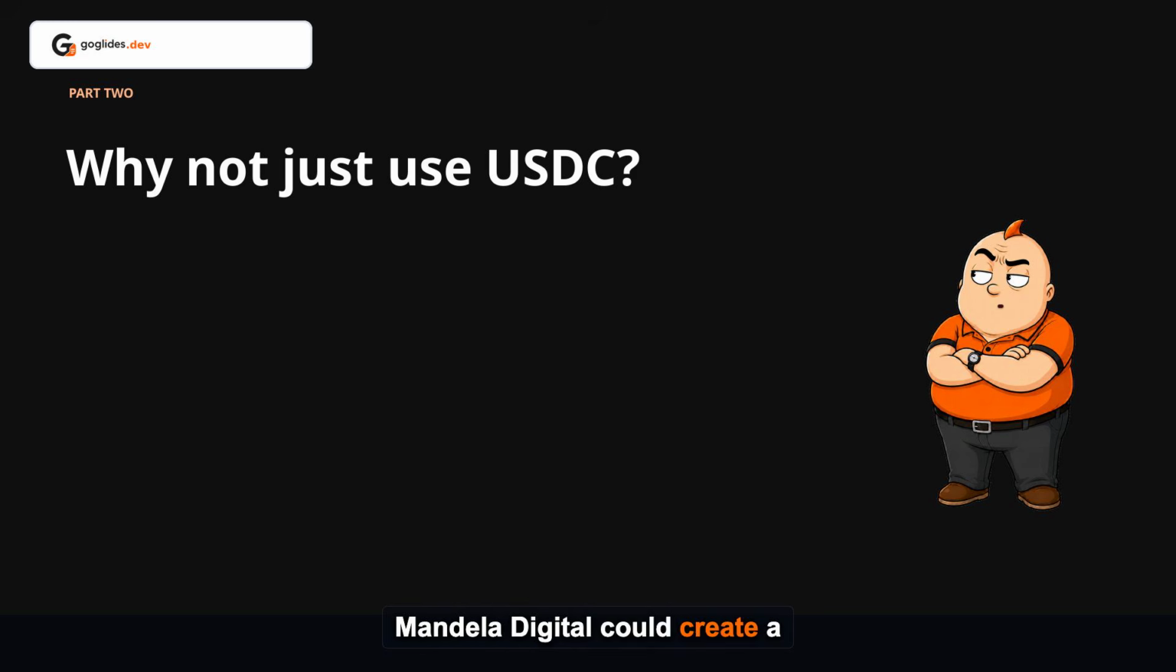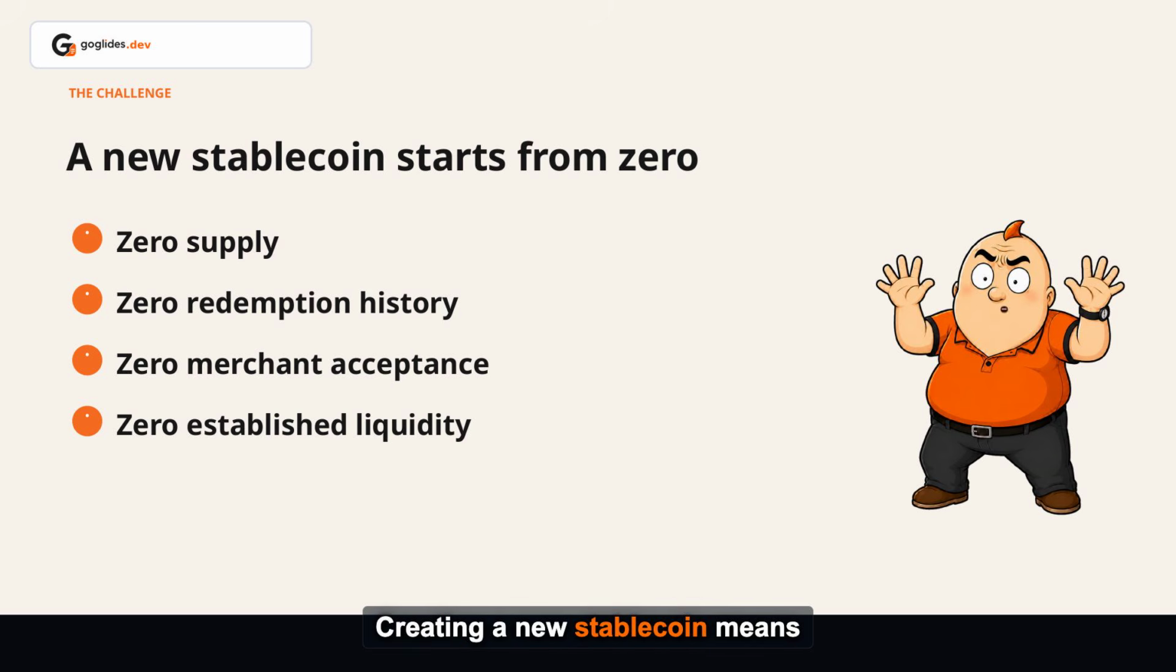Mandela Digital could create a branded remittance service and use an existing stablecoin underneath it. That would immediately provide more liquidity, more wallet support, and more exchange integration. Creating a new stablecoin means starting from zero circulating supply, zero redemption history, zero merchant acceptance, and zero reason for a payment company to hold it instead of an established alternative.